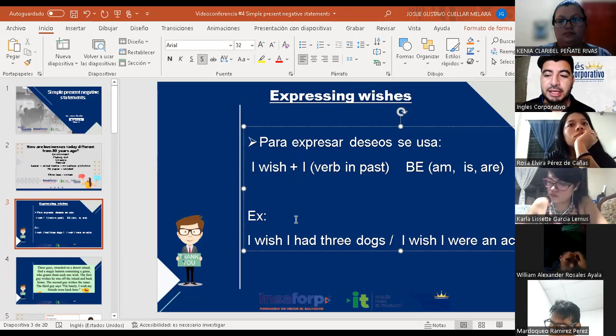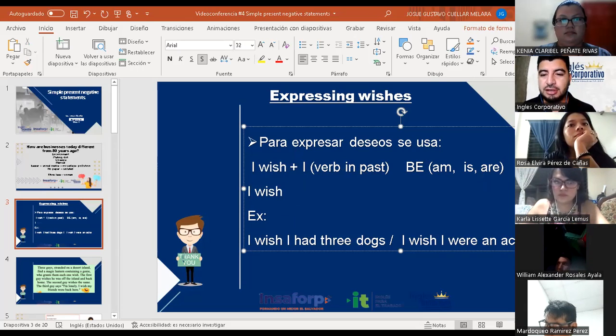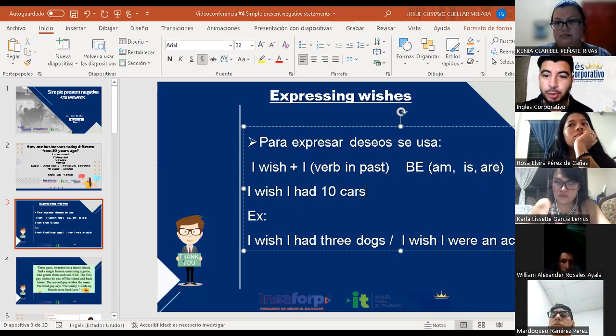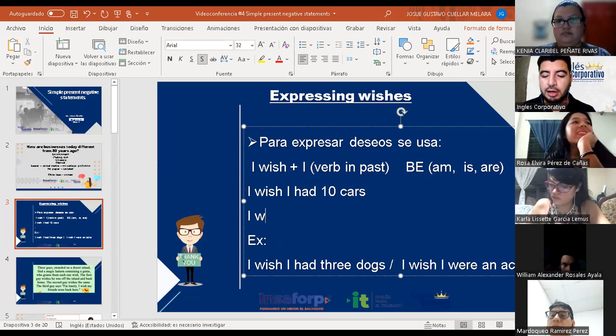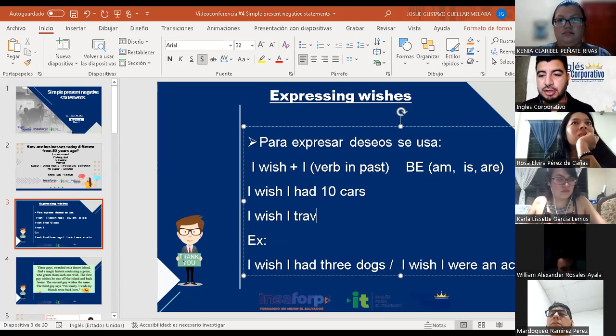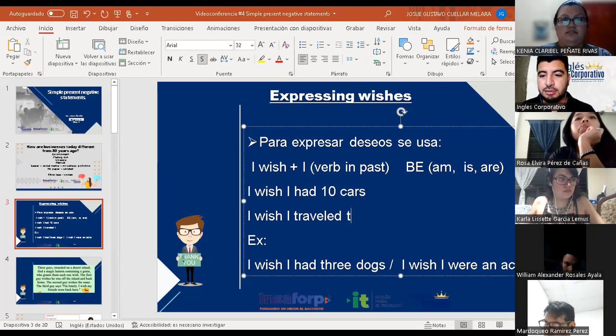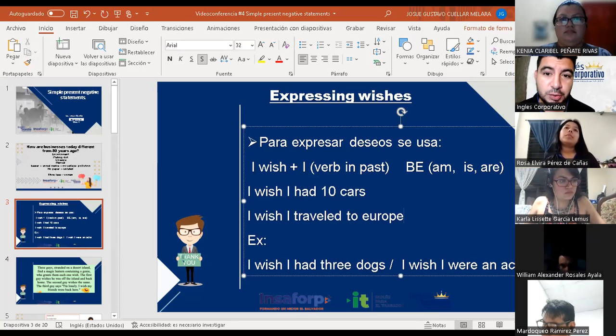Deseo o desear. So, I wish plus I verb in past. Bien, entonces, ¿qué quiere decir? Que nosotros utilizamos el wish más el verbo en pasado. Por ejemplo, I wish I had 10 cars. Si se dan cuenta, este verbo está en pasado y se traduce a desearía tener 10 carros. Con otro ejemplo, I wish I traveled to Europe. I wish I traveled to Europe.